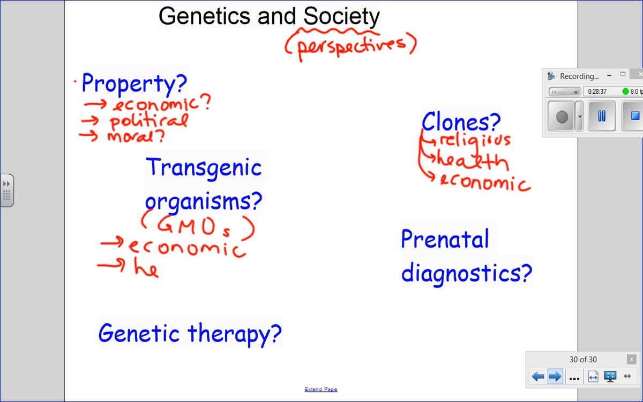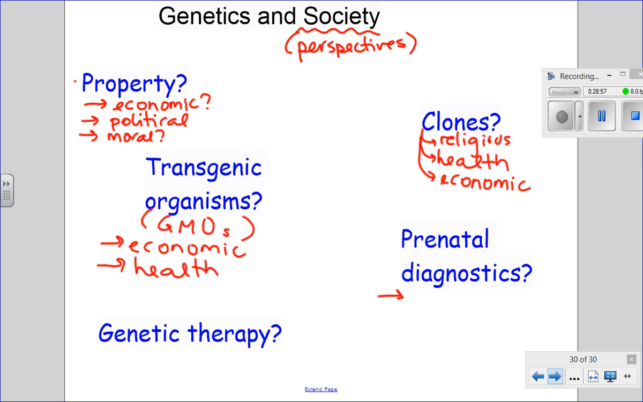But there might also, on the flip side, be some health concerns. What if you are allergic to shellfish, and then we take a gene from a crab and put it in wheat? Maybe are you allergic to wheat now? That would be a legitimate, real concern that people could have.